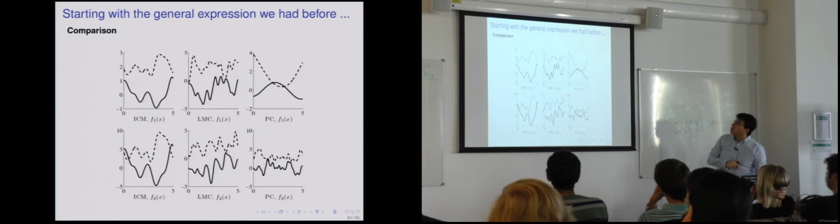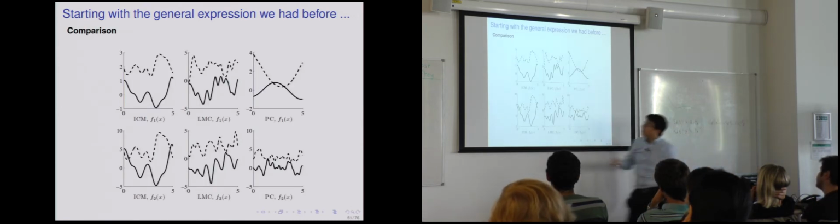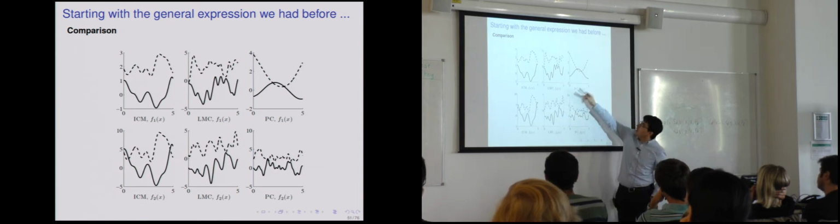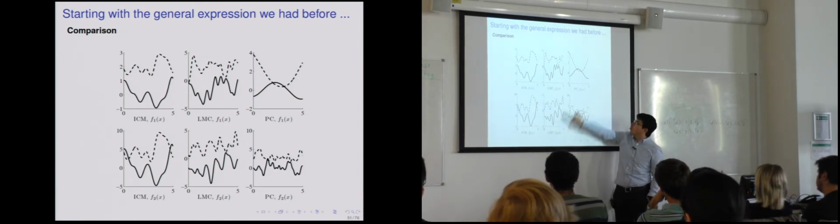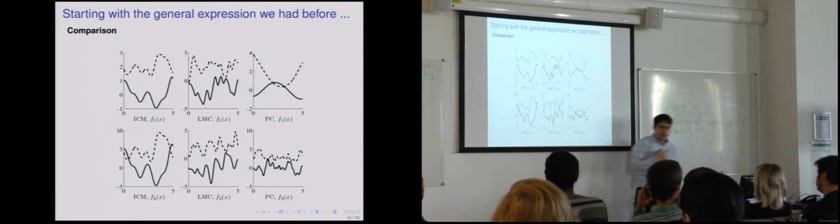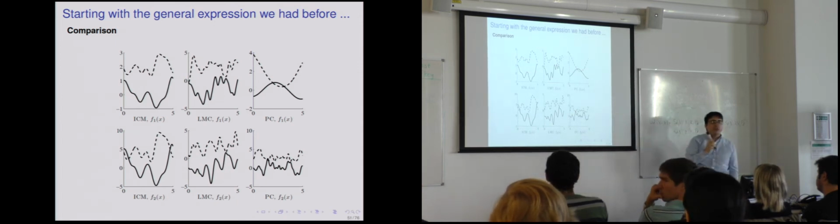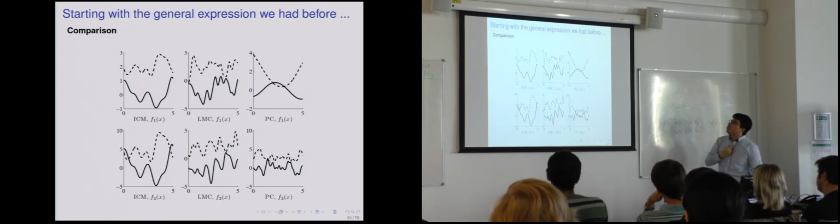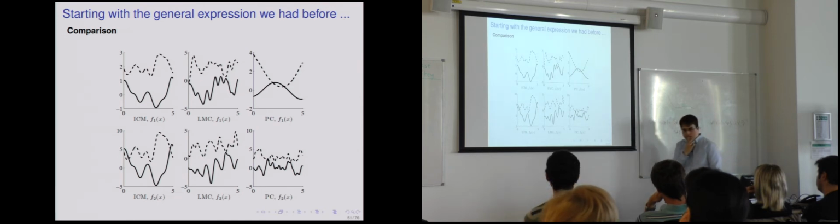And here is a comparison of the different models. In this column, we have ICM. In this column, we have the linear model of coregionalization. And in this one, we have the process convolution. If I were to ask you which of these models gives you more flexibility, what would be your thoughts about that?